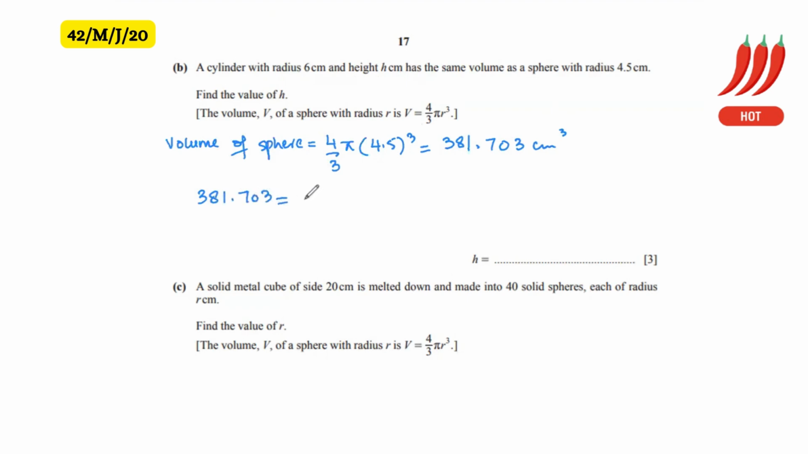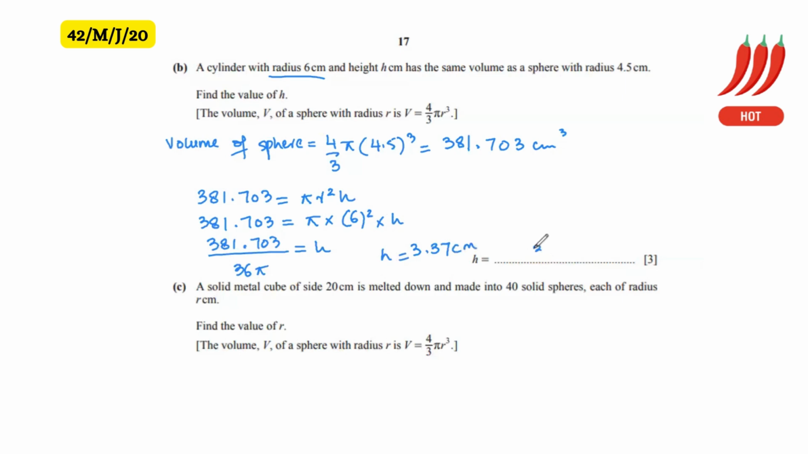So you put the value equal to the volume from the cylinder formula, pi r squared h. So 381.703 equals pi times 6 squared, because that's the radius, and the height is h. So 381.703 will be divided by 36 pi to get the height, and that gives us 3.37 centimeters. That is your answer.